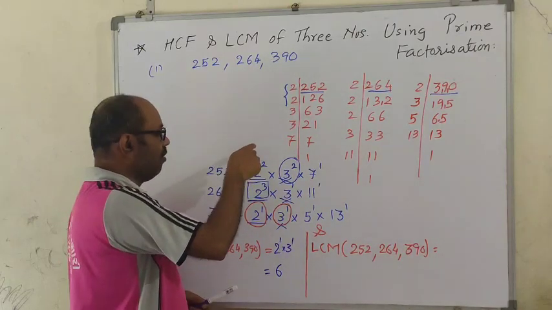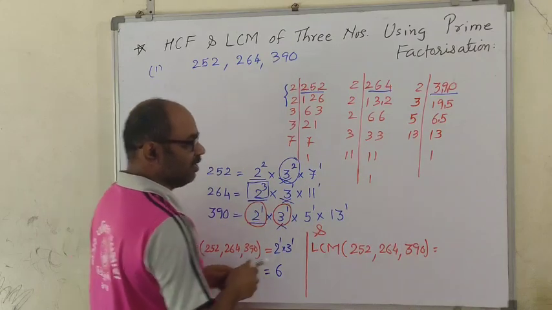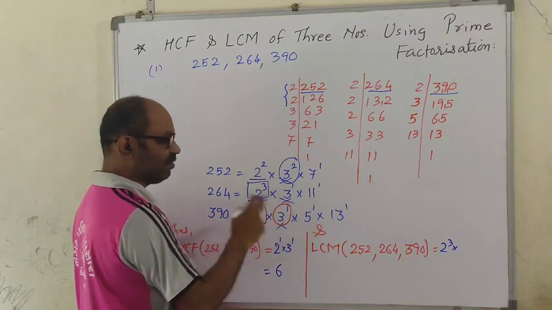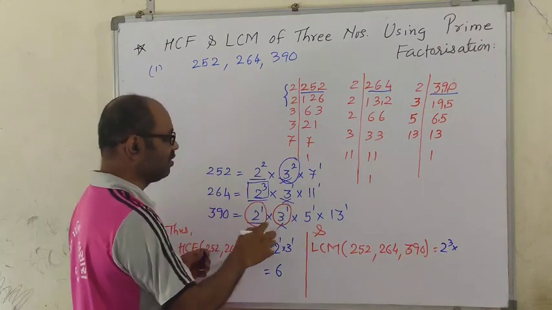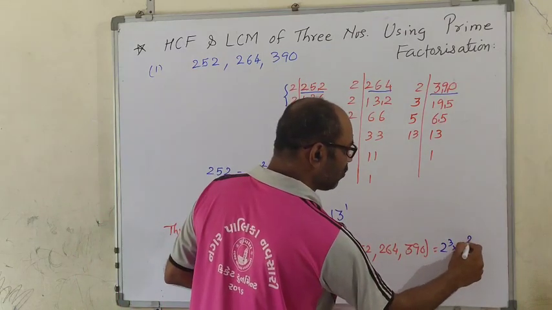Powers with common base 2: 2 is in all three. The highest index is 3, so write that, 2 cube. One more power with common base, 3, is there in all three numbers. The highest index is 2. So that is 3 square.